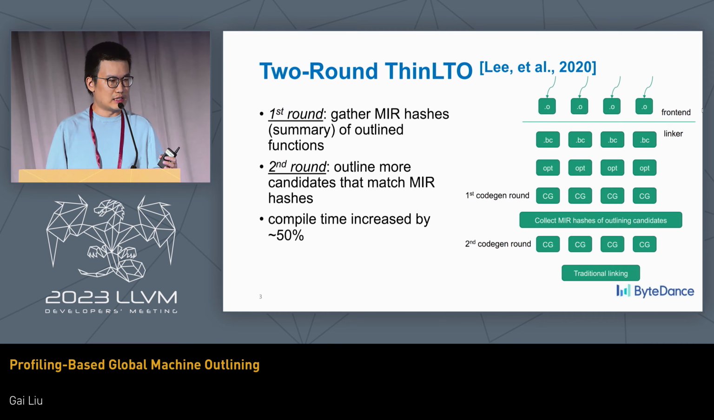After this summary generation, we immediately kick off the second round of code generation, which will query the summary that we just generated. By doing this, we're able to do global optimization within single LTO. However, as you can see, since we have to repeat the codegen, this will still increase the compilation time by around 50%.